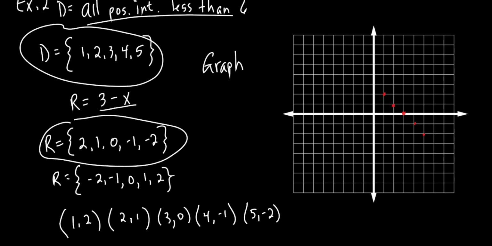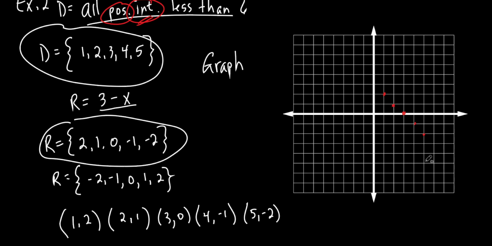Now, do we connect them? Make a nice straight line out of it? What does this say? All the positive integers, okay? And look at these. These are all integers. So if I connected them, I would also include all the stuff in between, wouldn't I? So do I connect them? No, because it says integers. That's the key. It says just the integers.